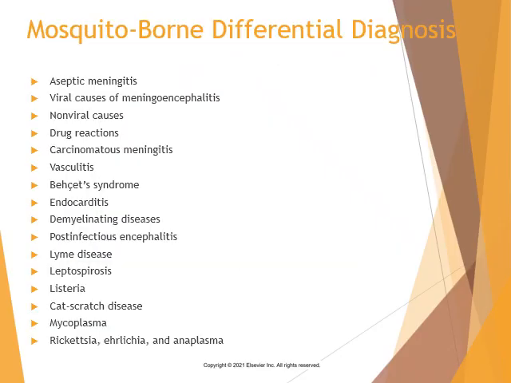Some of the mosquito-borne differentials, and you can see it here. I'm not going to read them all through, but things like Lyme disease, leptospirosis, listeria, cat scratch disease, your rickettsias, vasculitis. Drug reactions is one to keep in mind with any of these rashes that present. Have they started on any new medications?